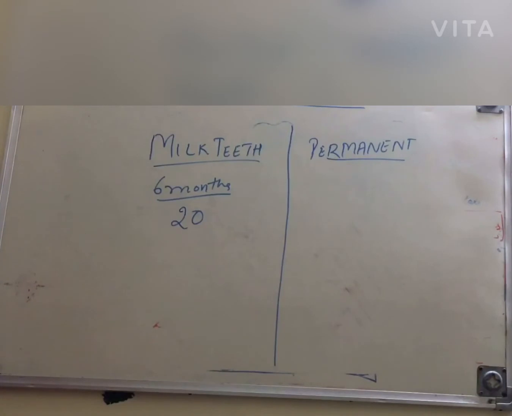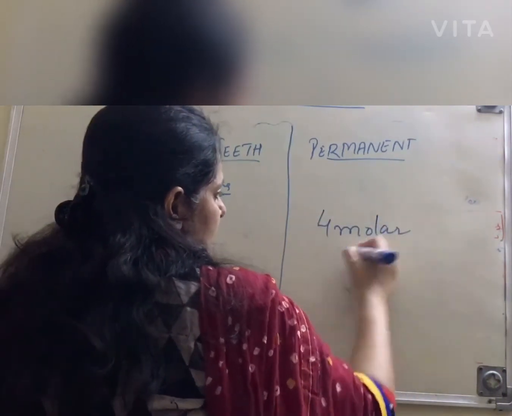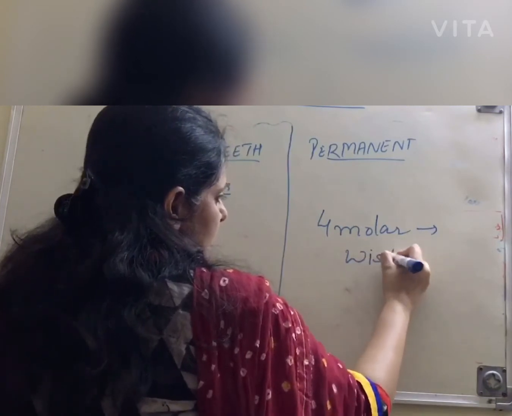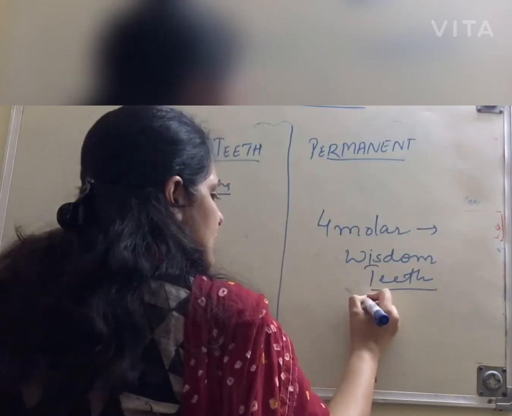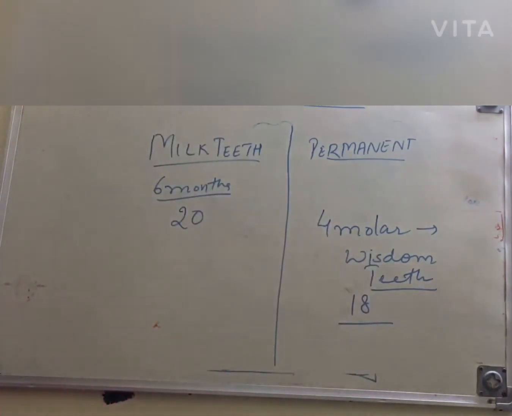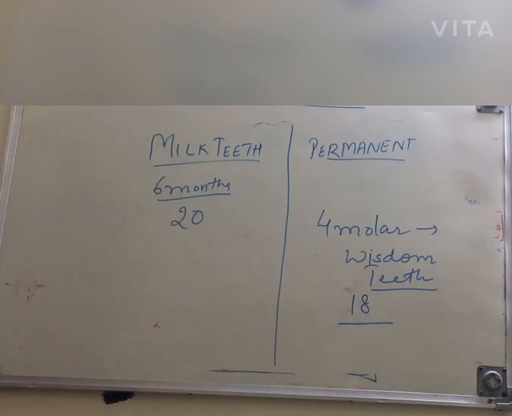Permanent teeth are 32, but normally it is 28. After 28, there are 4 teeth known as wisdom teeth. These are 4 molars called wisdom teeth. They appear after the age of 18. Milk teeth can be replaced by permanent teeth, but permanent teeth cannot be replaced. That's why we call milk teeth temporary teeth, and permanent teeth are non-replaceable.